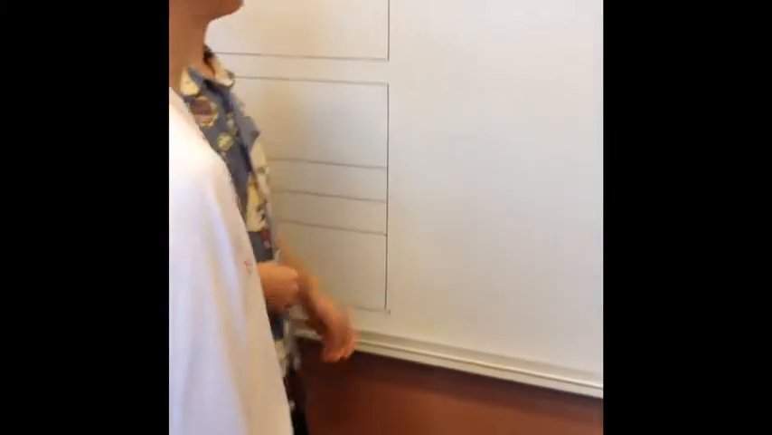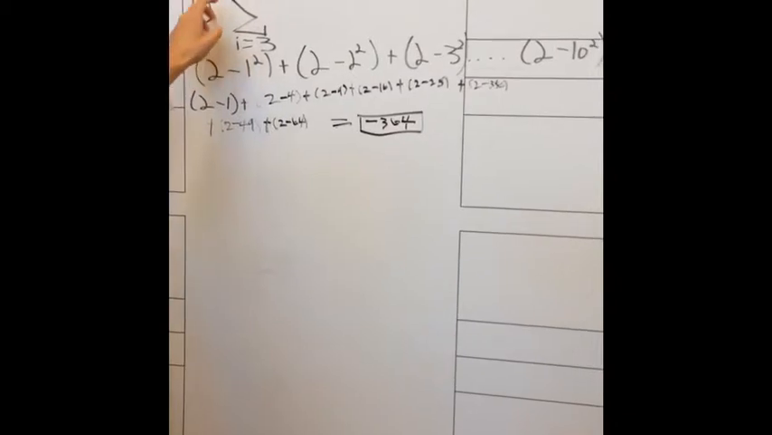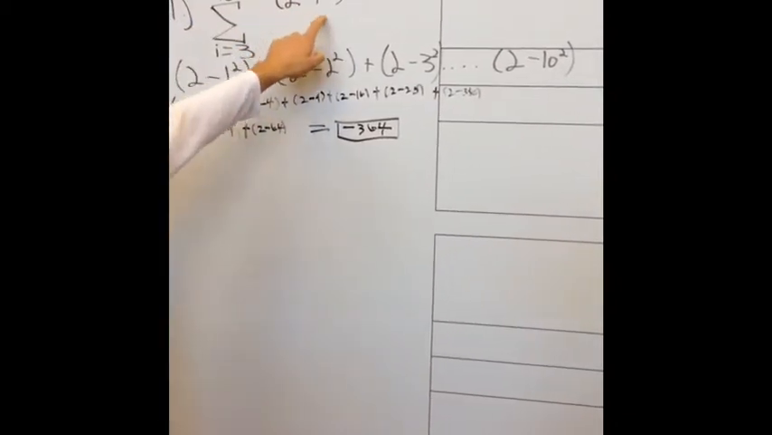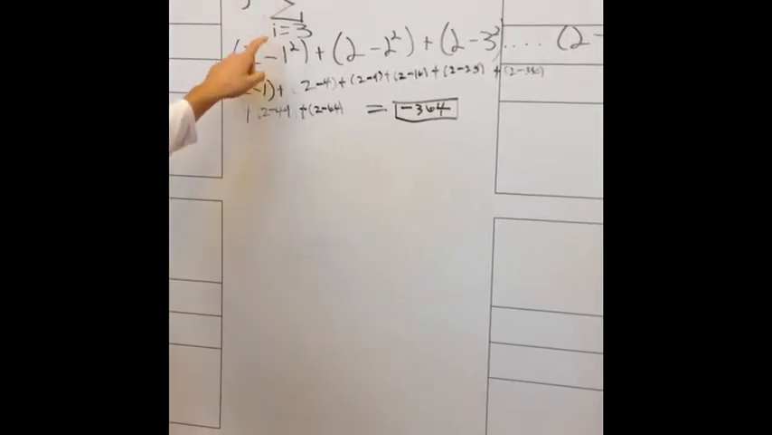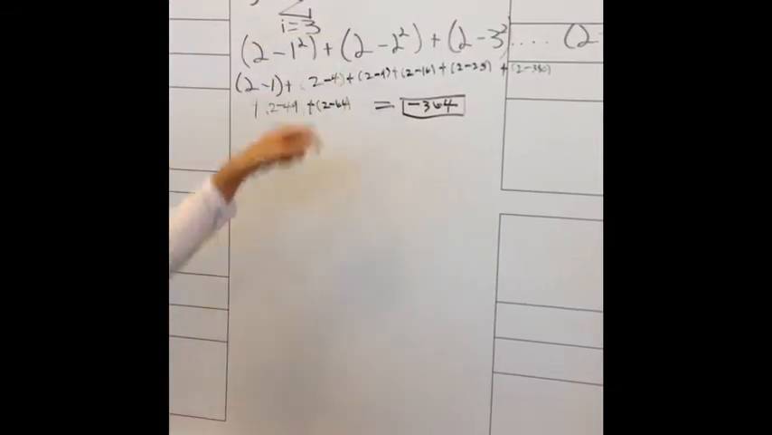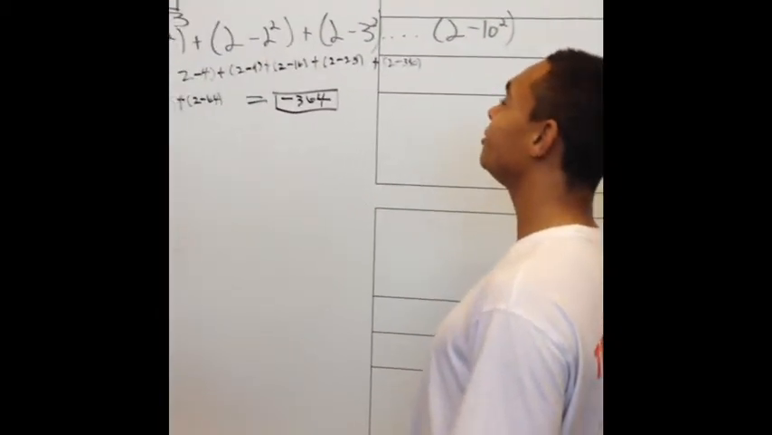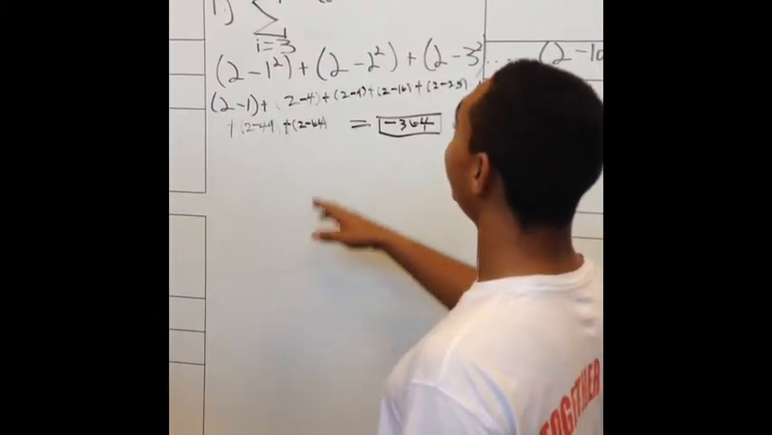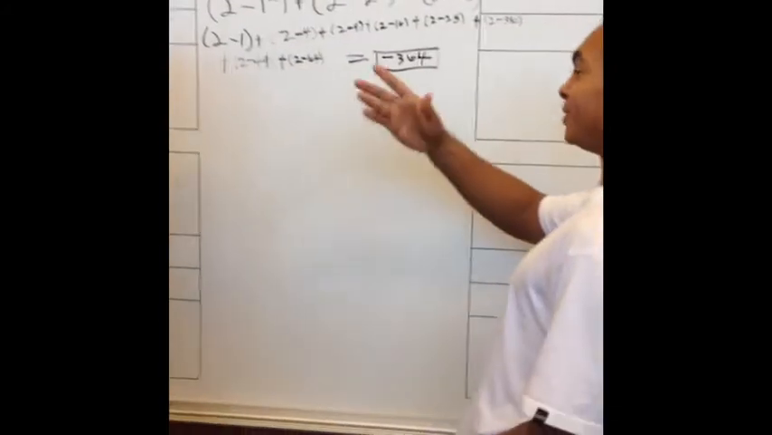Alright, this is summation notation, and the equation is 2 minus i squared. 10 is the number of terms. I equals 3, which is the common difference. And so what we have to do is find the 10th term, like Sean said.